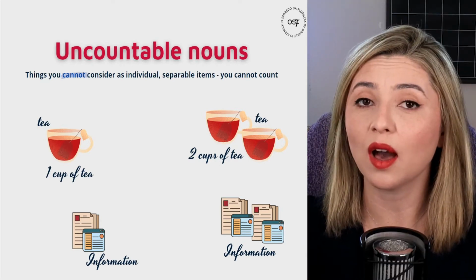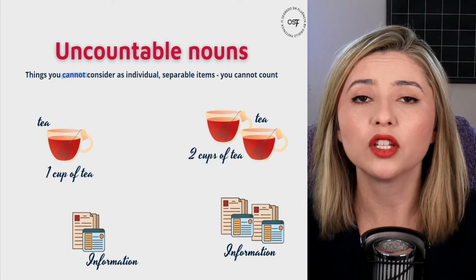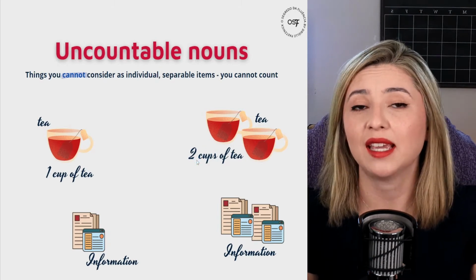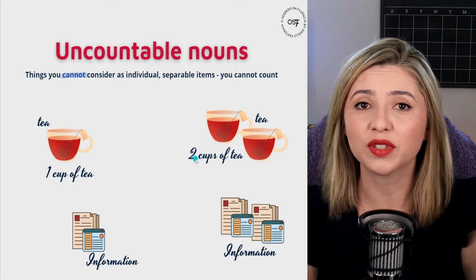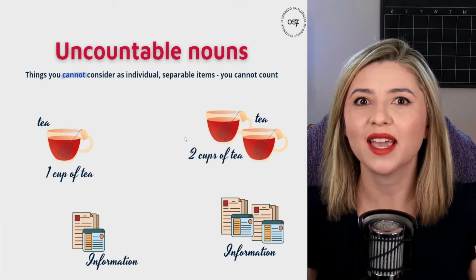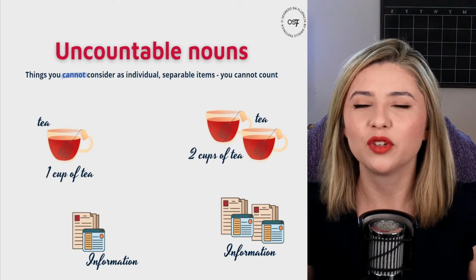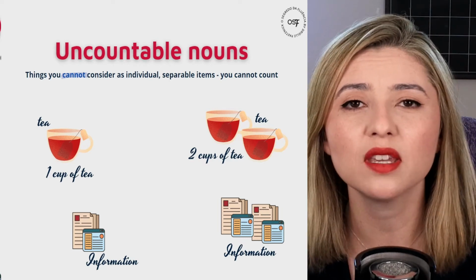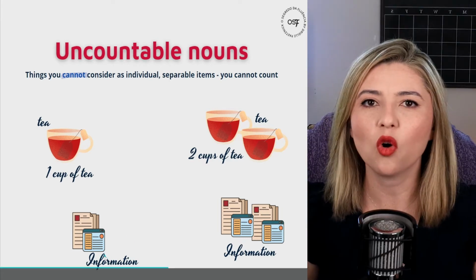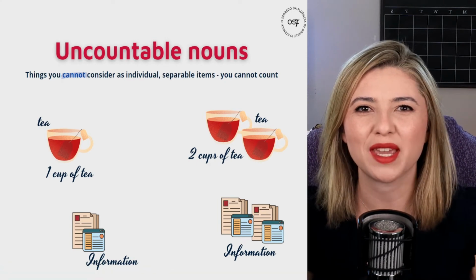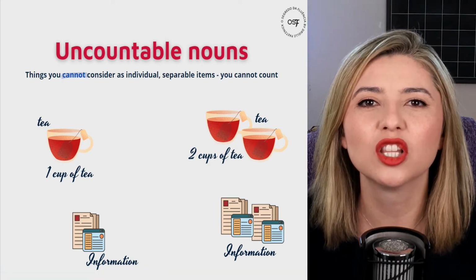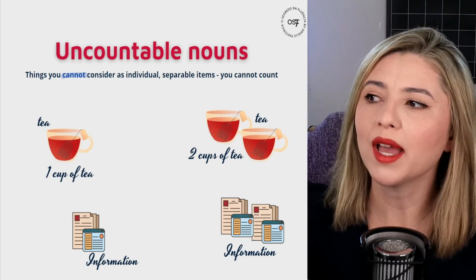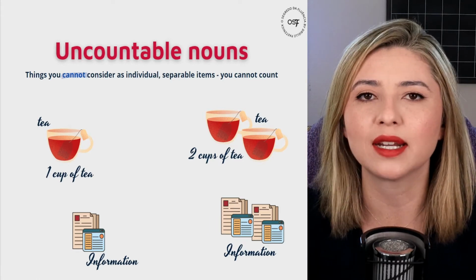I can say, however, 1 cup of tea and 2 cups of tea because the word cup is a noun. It's a countable noun. Therefore, I can use an S to indicate plural. So I can say 1 cup and 2 cups. Usually we say 1 cup of tea or 2 cups of tea, but I don't say 1 tea or 2 teas. Information, I cannot say, oh, I have 1 information, I have 2 information. Usually I say, I have a lot of information.